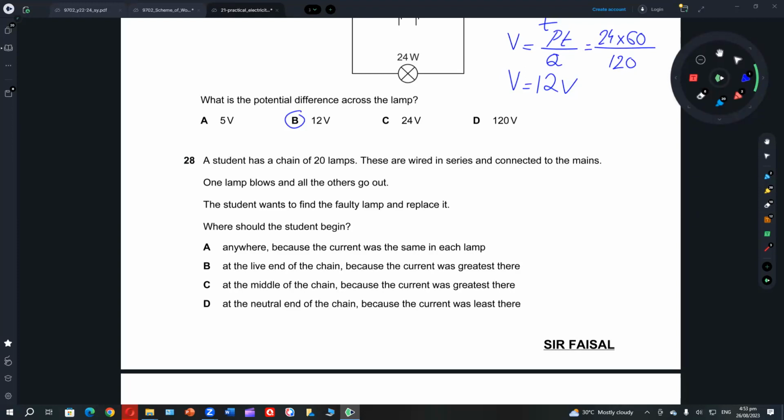A student has a chain of 20 lamps. These are wired in series and connected to the mains. One lamp blows and all the others go out. The student wants to find the faulty lamp and replace it. Where should the student begin?